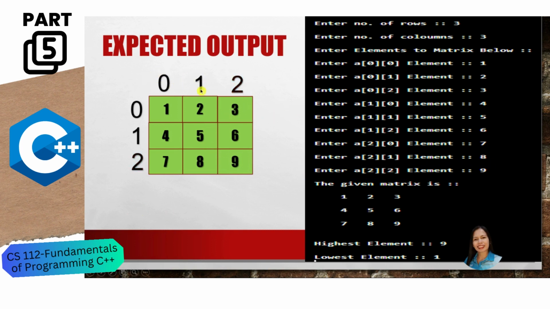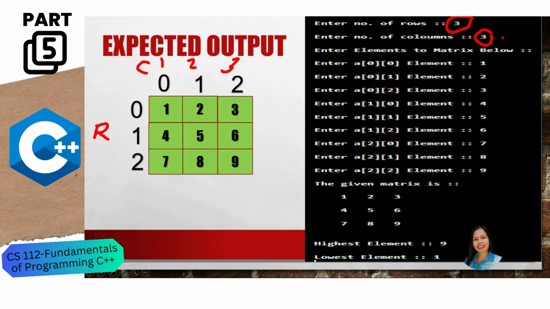So this 0, 1, 2 represents the values that we entered for the rows. This one is supposed to be 1, 2, 3, but since we are using an array, we have to count it as 0, 1, 2. Same thing with the columns, where we entered 3. That's why we have 0, 1, 2 here. So this is for the row, and this is for the column part.